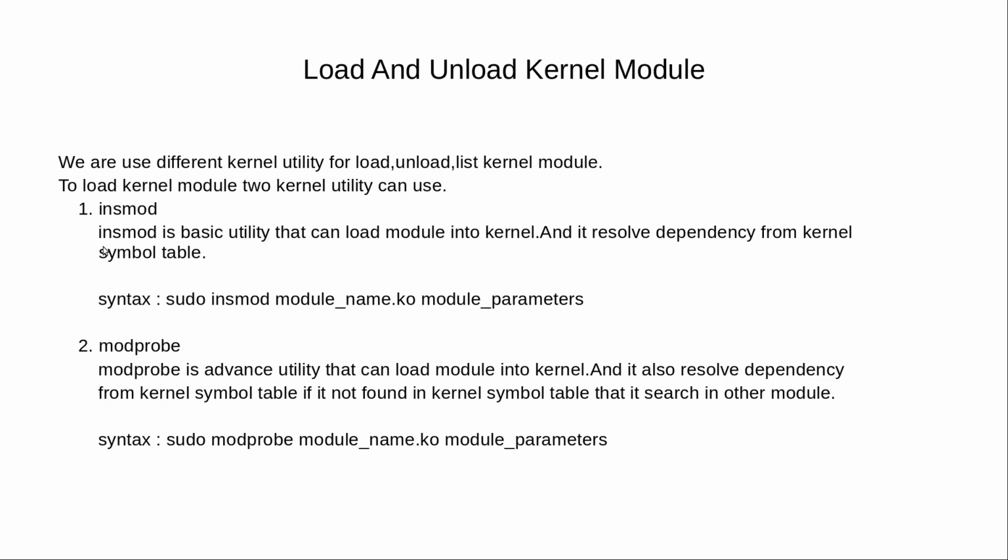So in the previous video we saw how we can build a Linux kernel module. Today we will see how we can load and unload a kernel module from the kernel. There are certain utilities which are used to load and unload a kernel module. For loading a kernel module, we use two utilities called insmod and modprobe.